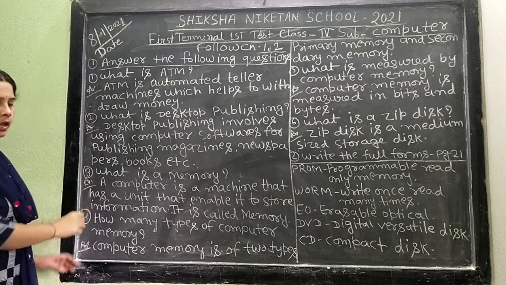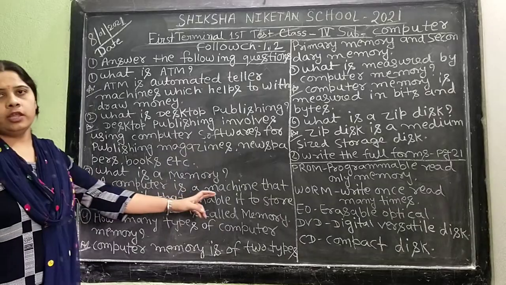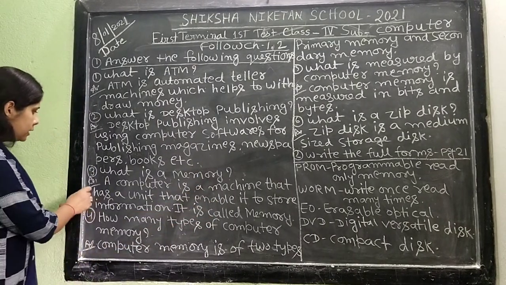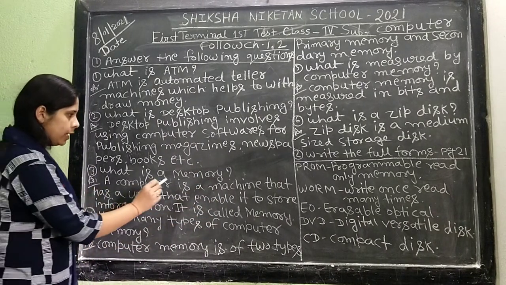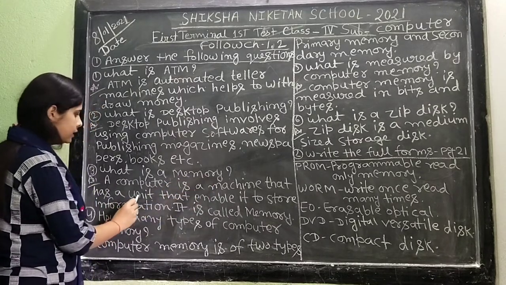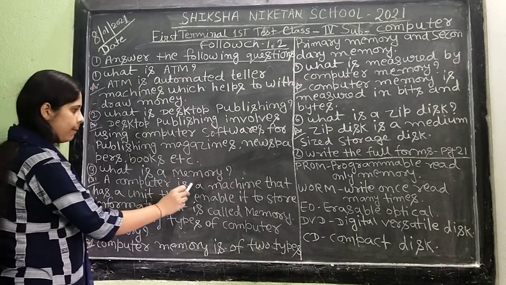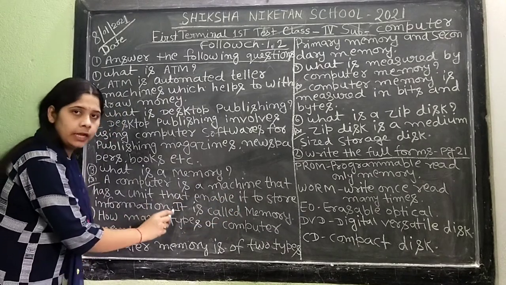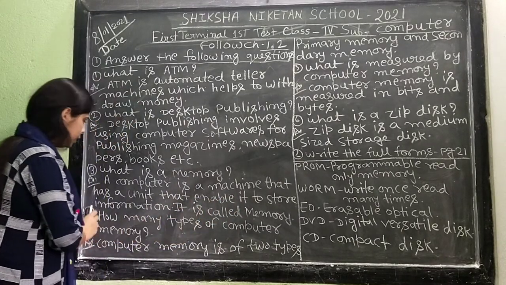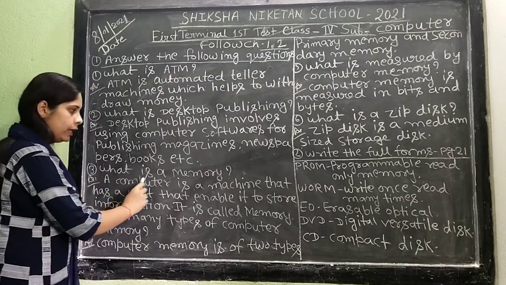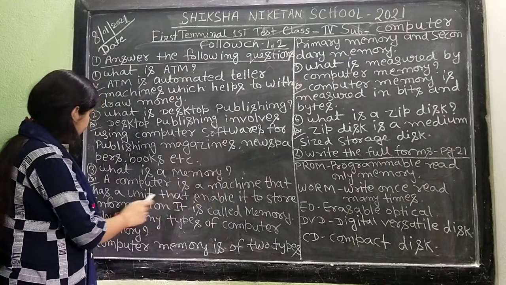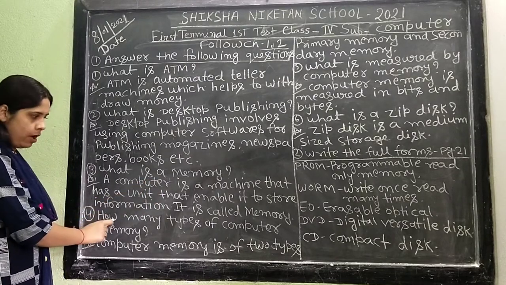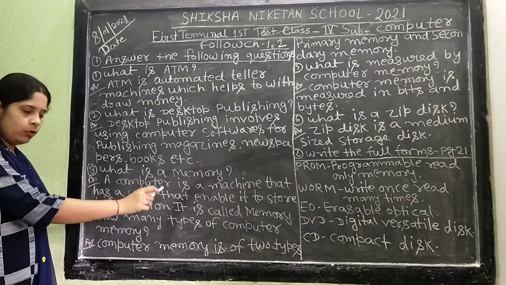Question number 3. What is a memory? Answer: a computer is a machine that has a unit that enables it to store information. It is called memory.